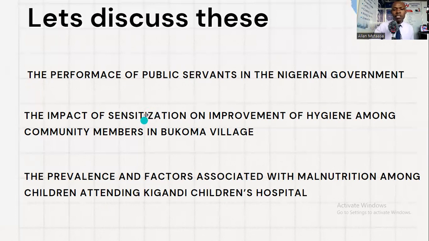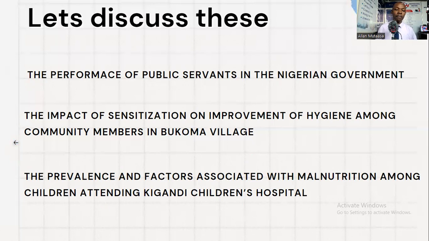If the sensitization is already done, maybe by other government institutions or programs, then you can go ahead and do an analytical study, studying the sensitization that has already been done in government or by other stakeholders towards the improvement in hygiene. Make sense? Yeah. So then the other one is the prevalence and factors associated with malnutrition among children.